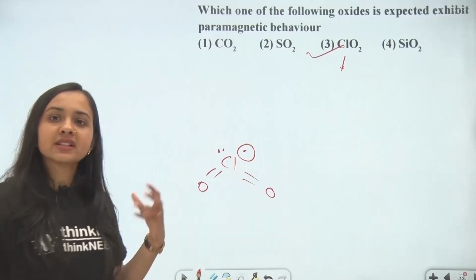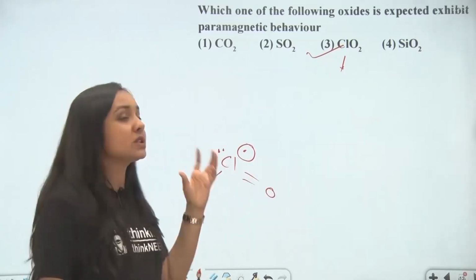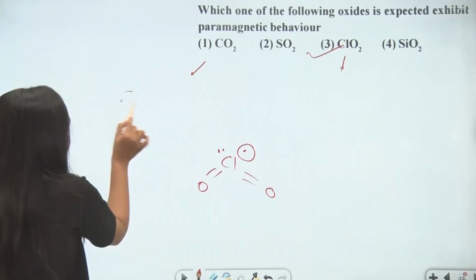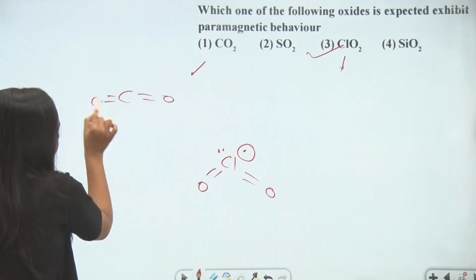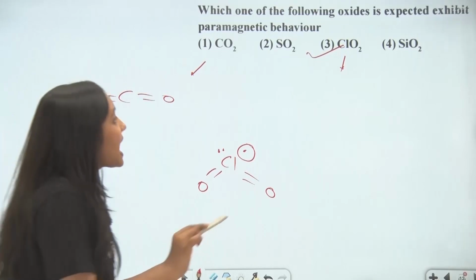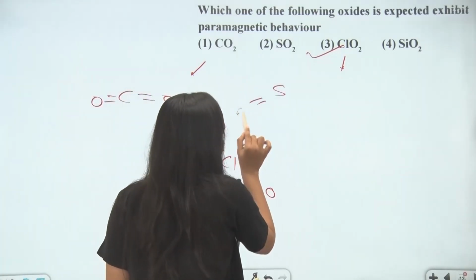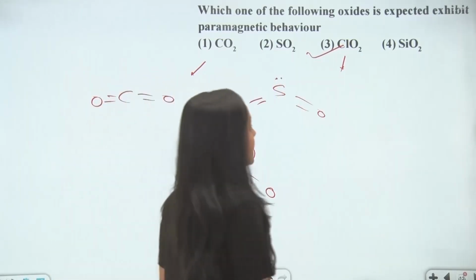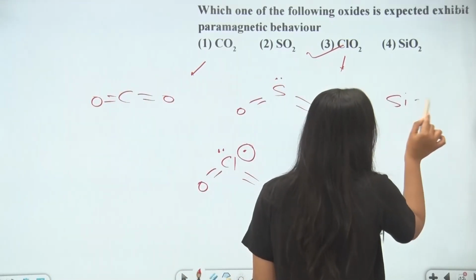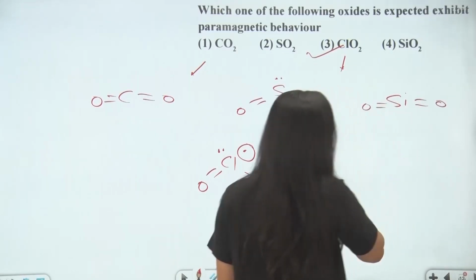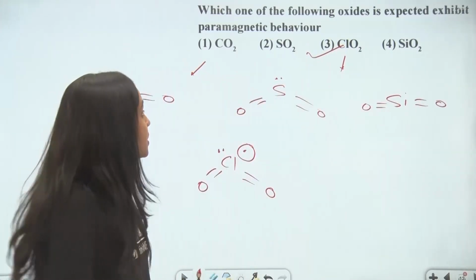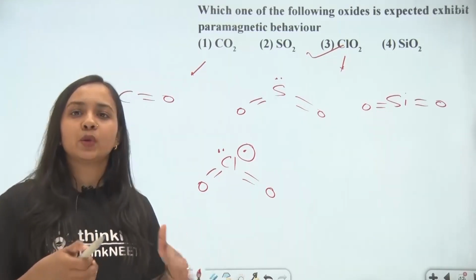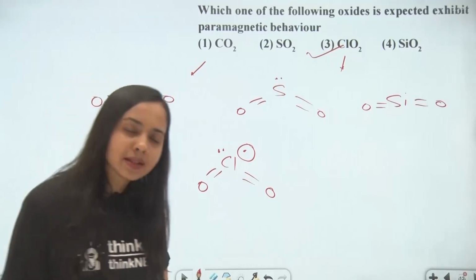But if we talk about CO2, SiO2 and SO2, these do not contain any unpaired electron, right? For example, CO2, this is the structure of CO2. There is not any unpaired electron. In the SO2, again this is SO2 and it does not contain any unpaired electron. And the next one is SiO2. SiO2 also does not contain any unpaired electron, right? So now option 3 is the correct answer, because ClO2 contains an odd electron or unpaired electron, that's why it shows paramagnetic behavior. Thank you.